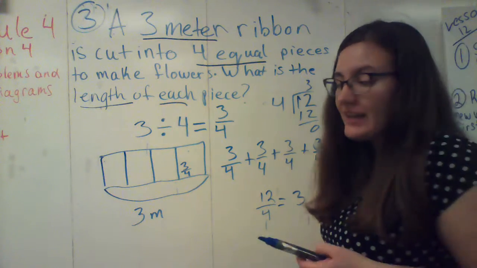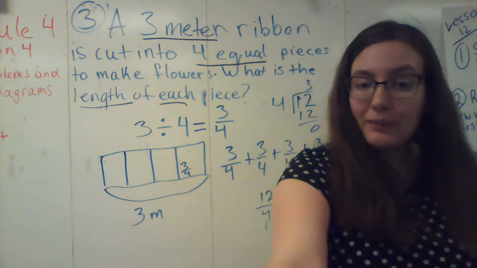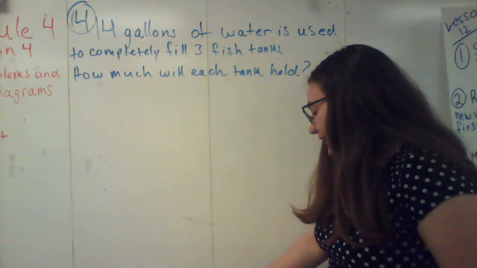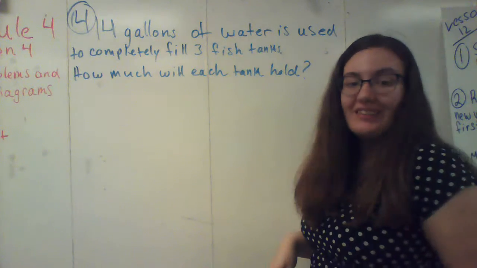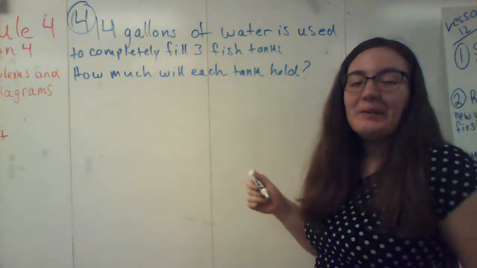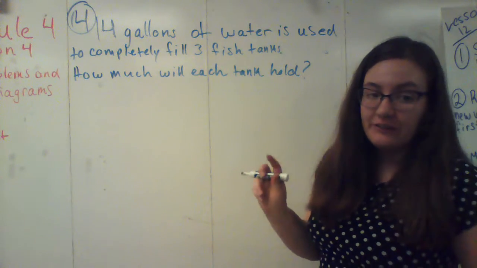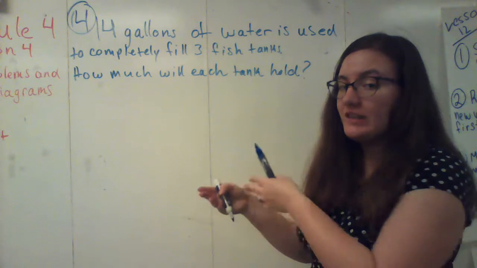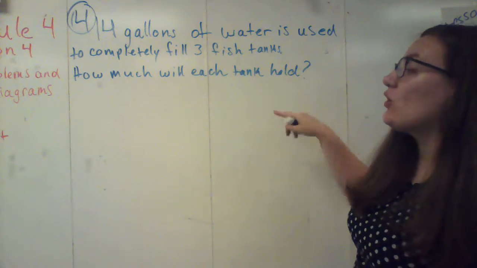I'm going to erase this and move on to our next problem, and then after that we'll go over your problem set. All right, so we're on our very last problem now, and for our last problem today, we're going to switch it up to fish tanks. Oh my gosh! And for this problem, we have 14 gallons of water is used to completely fill 3 different fish tanks, and we're just going to assume that all the fish tanks hold the same amount of water. So how much will each tank hold?